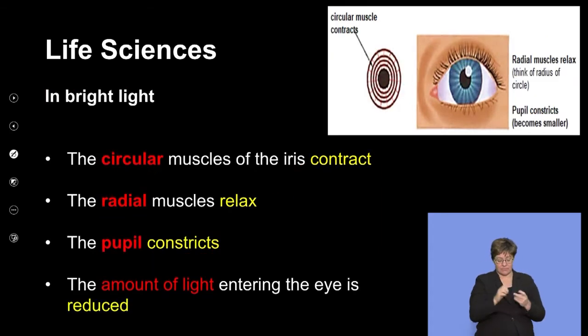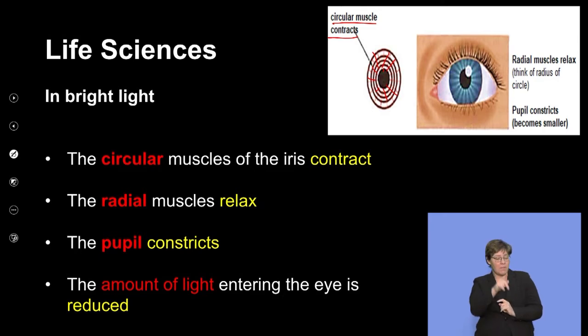Let's have a look at bright light. Now think, if you're in bright light, you can't have big pupils because it's going to blind you. So you need smaller pupils, constricted pupils. Now what's happening is the opposite of the previous one. Your circular muscles are now contracting, and these radial muscles are now relaxing. You can see they're becoming longer. And if they become longer, they're basically pushing the inside down. If they push that inside down, the pupil becomes smaller.